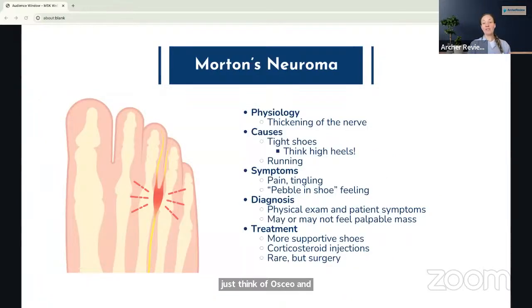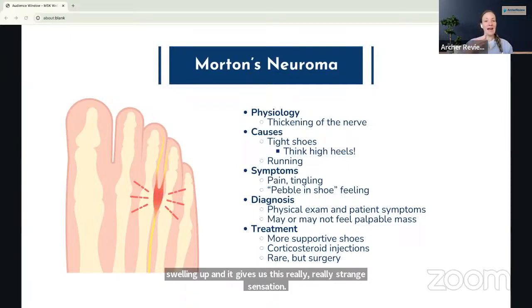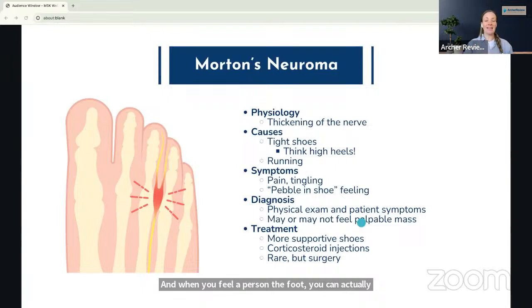All right. The Morton's neuroma. I think of this as that kind of annoying pebble in your shoe feeling. This is caused by a thickening of the nerve in between the third and the fourth toe here. And it's that tendon sheath that is just swelling up, and it gives us this really strange sensation. And when you feel a person's foot, you can actually palpate a little bit of thickening in there, and that can be pretty much diagnostic.